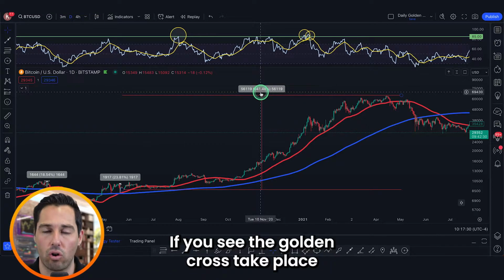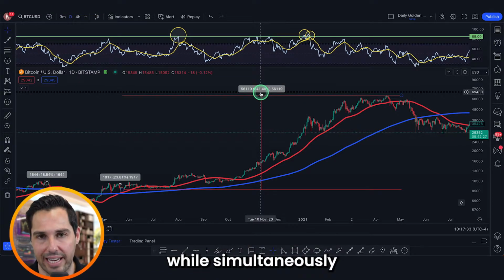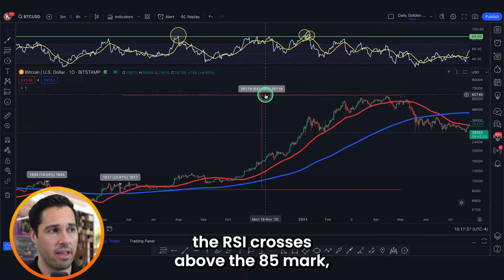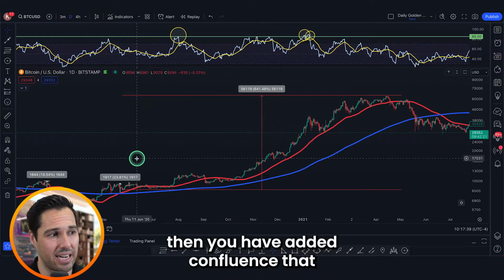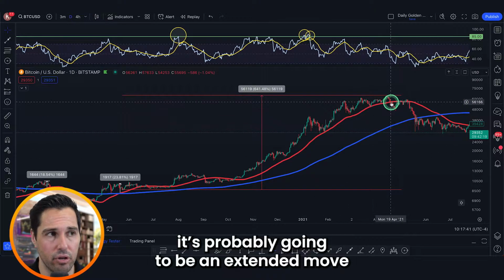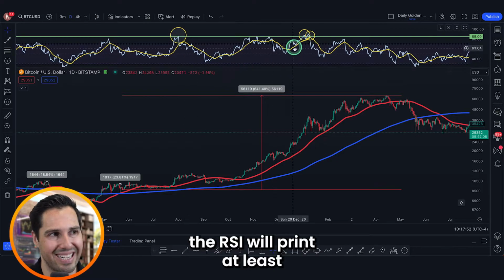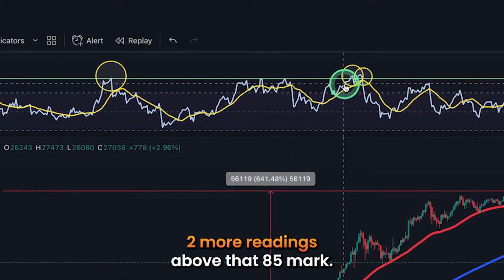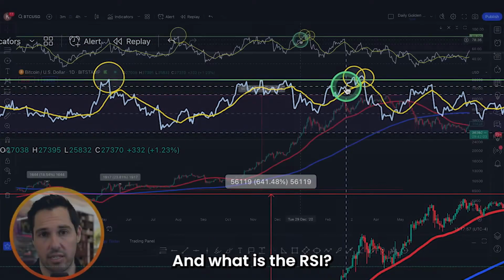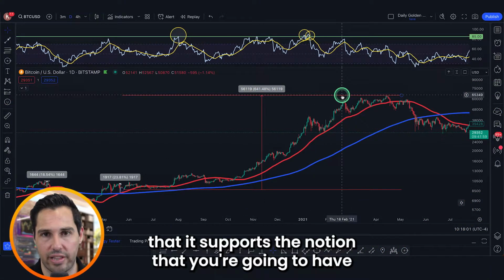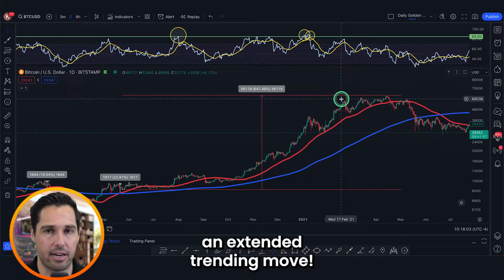If you see the golden cross take place while simultaneously the RSI crosses above the 85 mark, then you have added confidence that it's probably going to be an extended move, because every time that this happens, the RSI will print at least 2 more readings above that 85 mark. And what is the RSI? The relative strength index, meaning that it supports the notion that you're going to have an extended trending move.